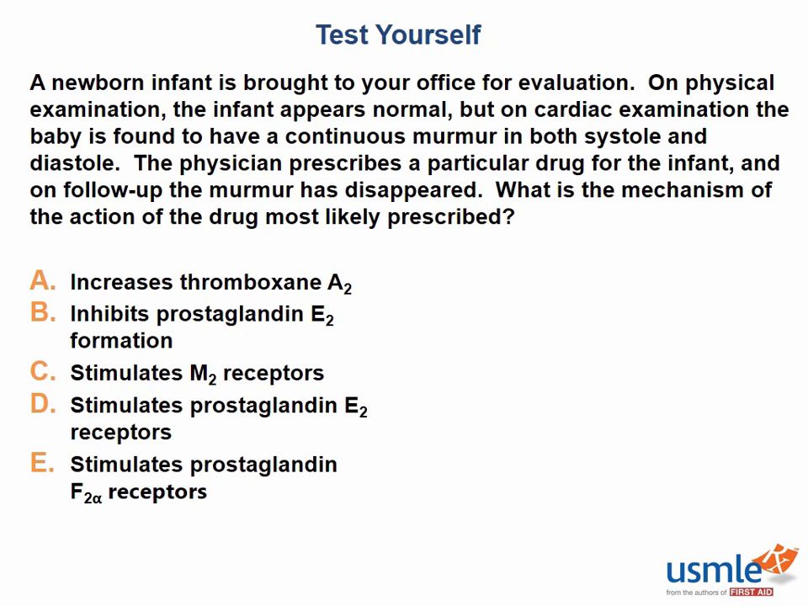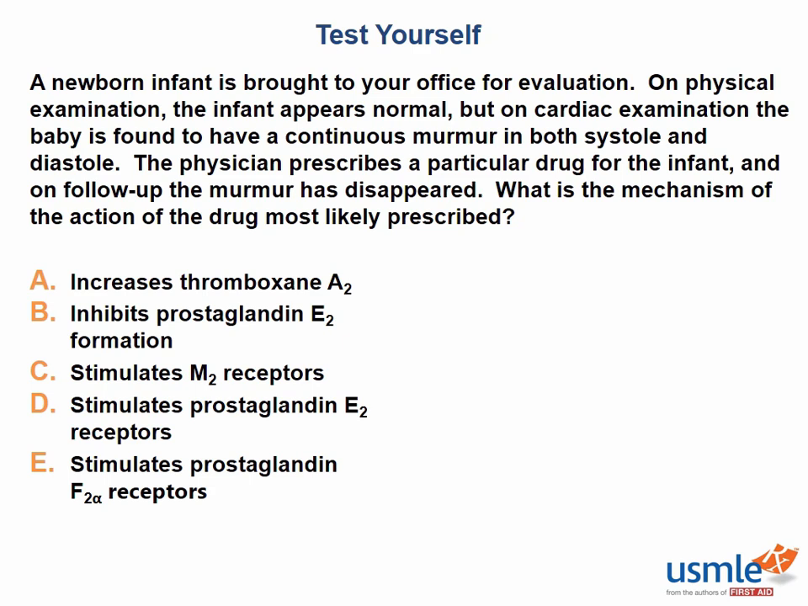Is it A, increases thromboxane A2, B, inhibits prostaglandin E2 formation, C, stimulates M2 receptors, D, stimulates prostaglandin E2 receptors, or F, stimulates prostaglandin F2 alpha receptors? Well, this question is testing a combination of pharm as well as embryology. The child is found to have a continuous murmur throughout systole and diastole, and this is characteristic of a patent ductus arteriosus, or PDA. While we're at it, can you think of a virus that causes a PDA?